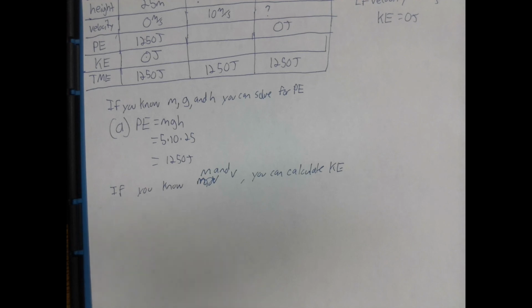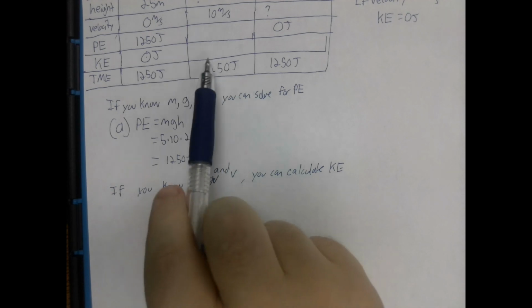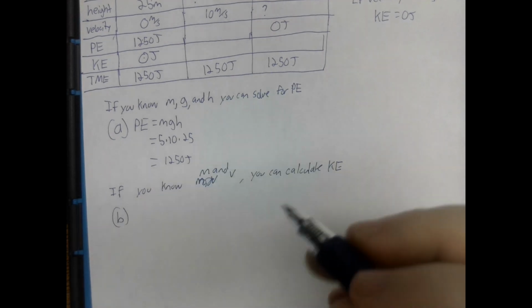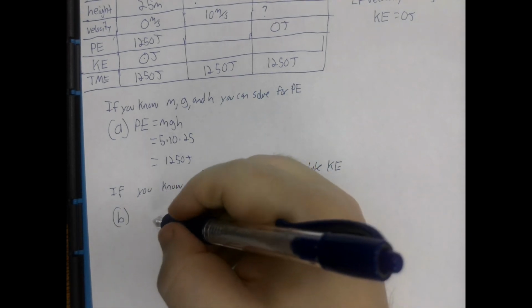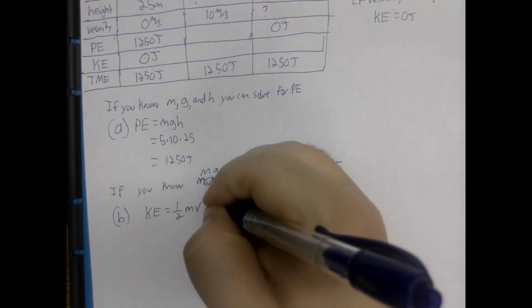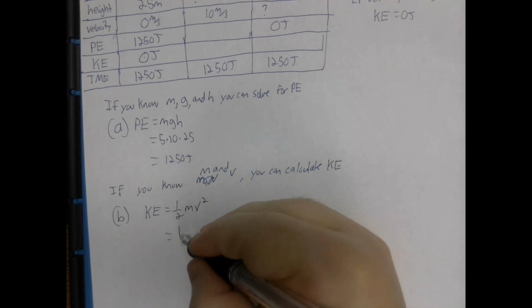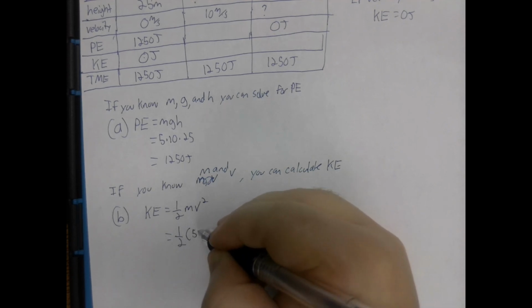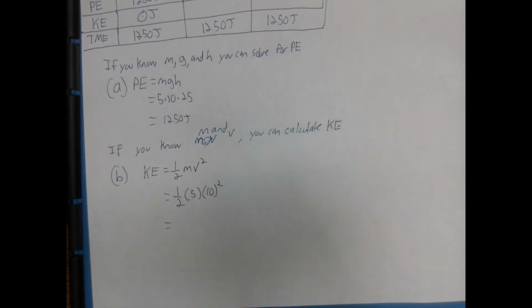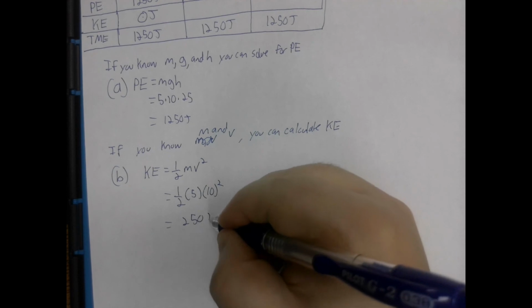And the point of the table though is that you can do it in any order. We're just finding ways to fill this table out. So if we look at B, we know that kinetic energy is equal to 1/2 mass times velocity squared. So that'd be 1/2 times 5 times 10 squared. And that's equal to 250 joules.